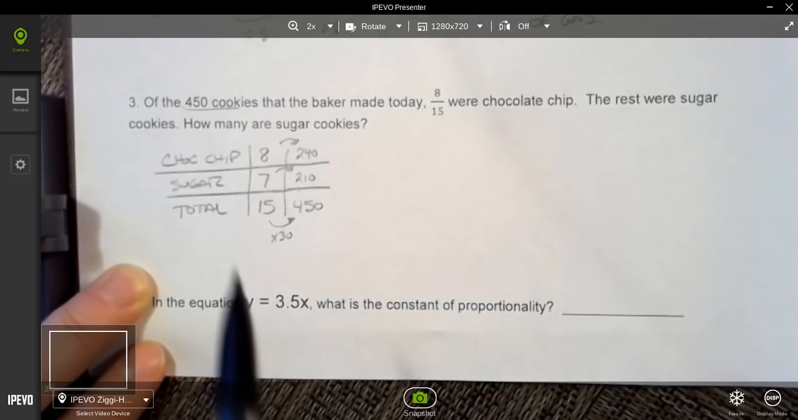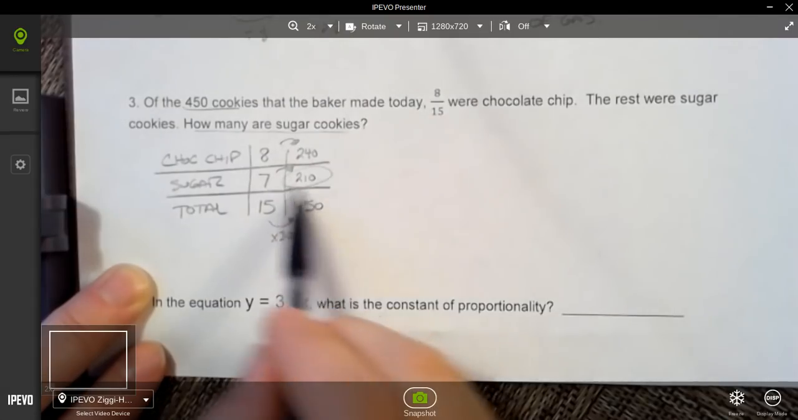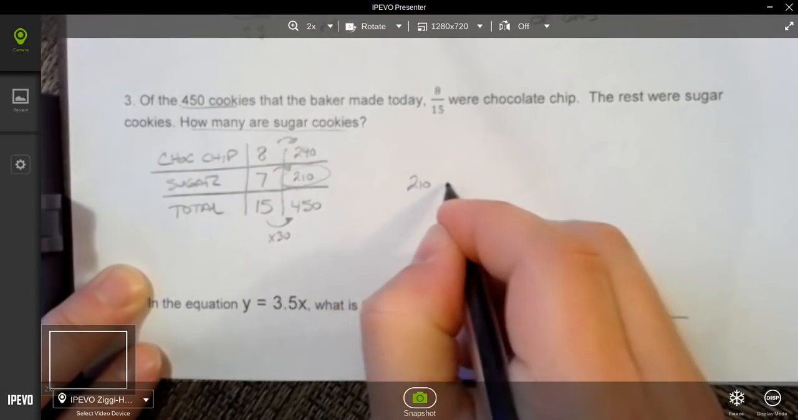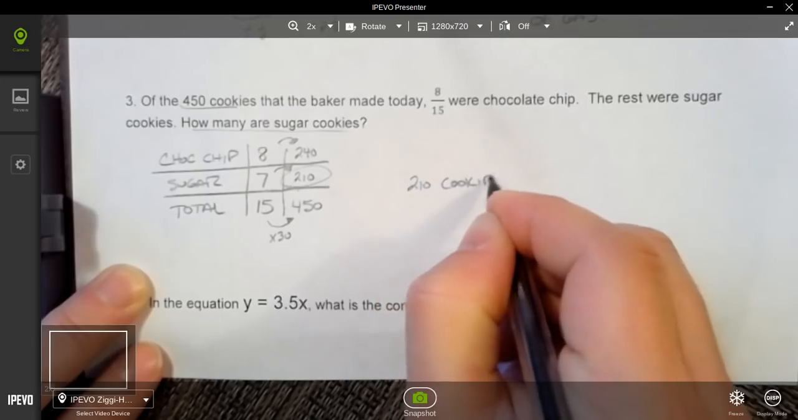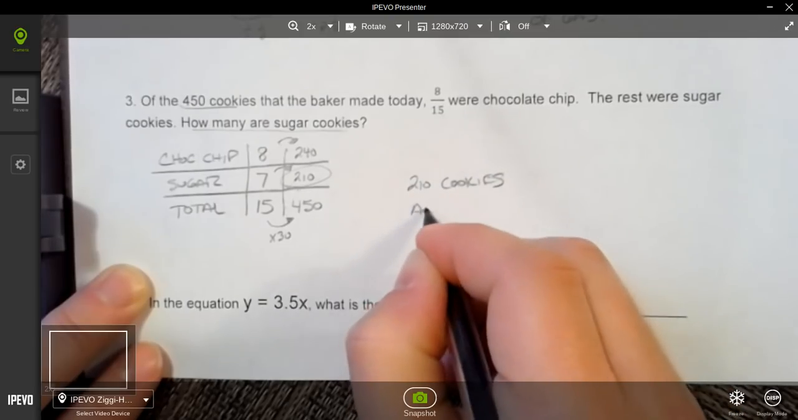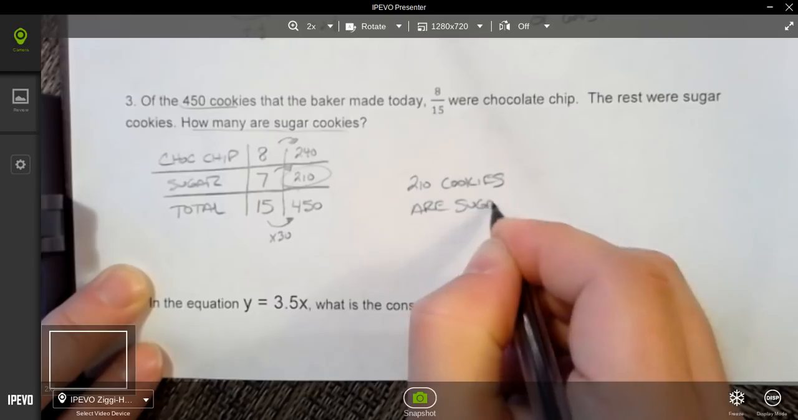And so now I can answer my question. It said, how many of those cookies were sugar cookies? And we can tell right here that 210 cookies are sugar cookies.